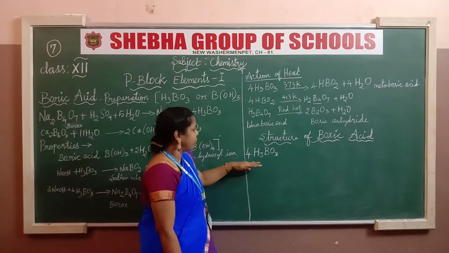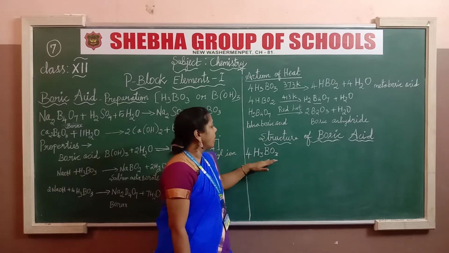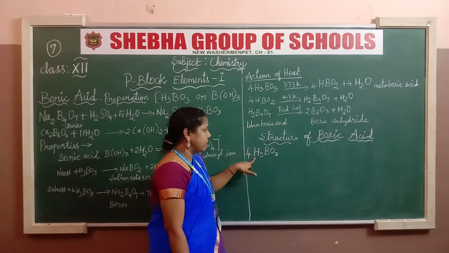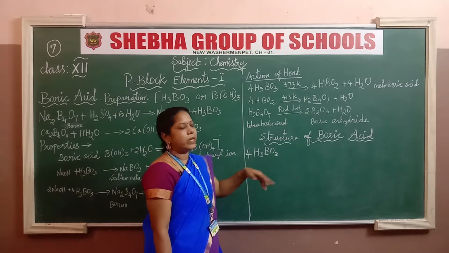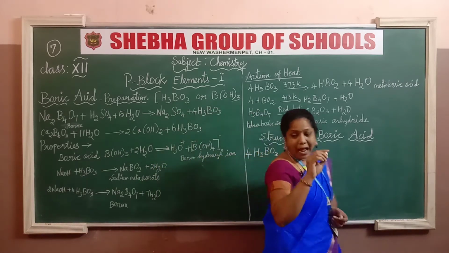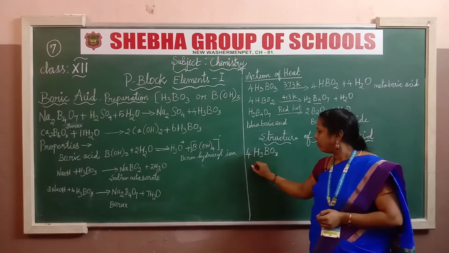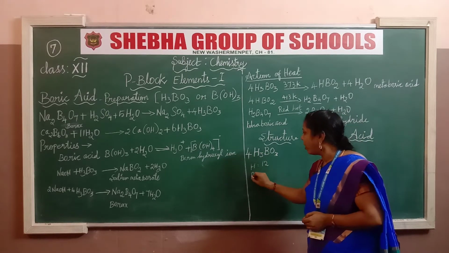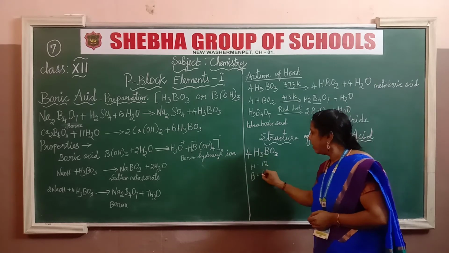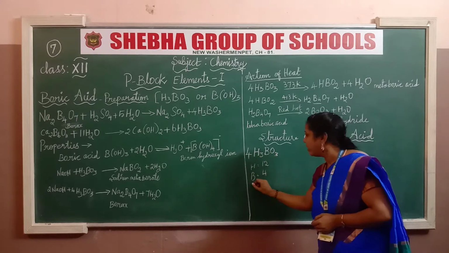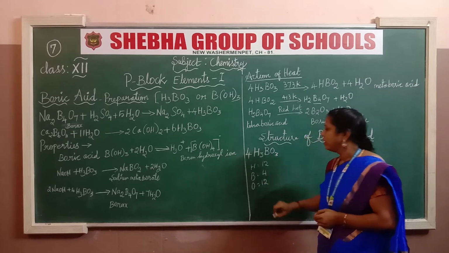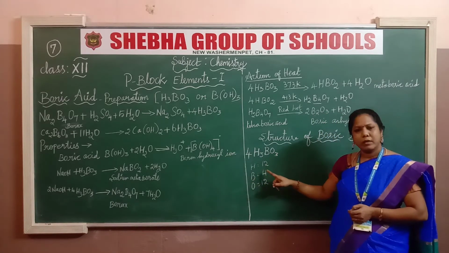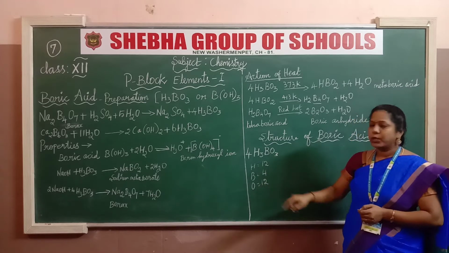In the structure, 4 molecules of boric acid are bonded. So I am going to write down how many hydrogen, how many boron and how many oxygen there are. Hydrogen 4 threes are 12, boron 4, and oxygen 4 threes are 12. So 12 hydrogen atoms, 4 boron atoms, 12 oxygen atoms.